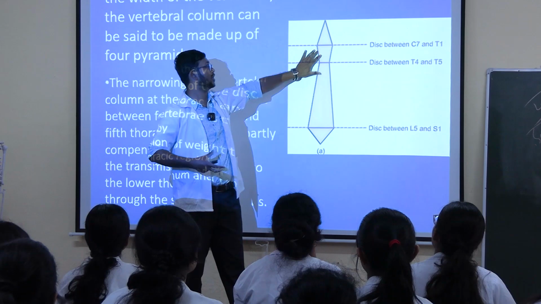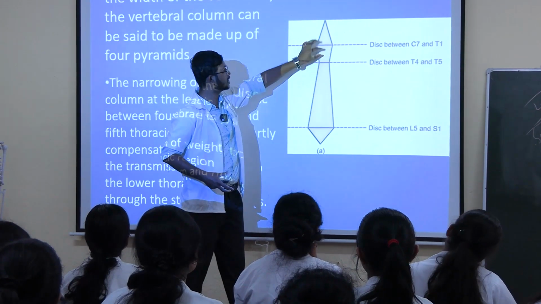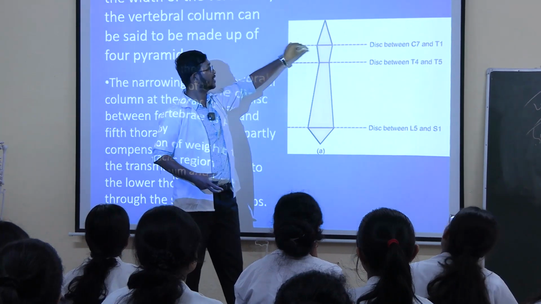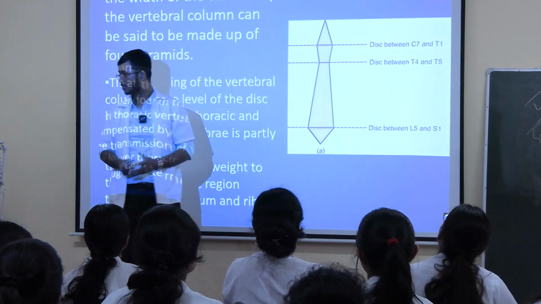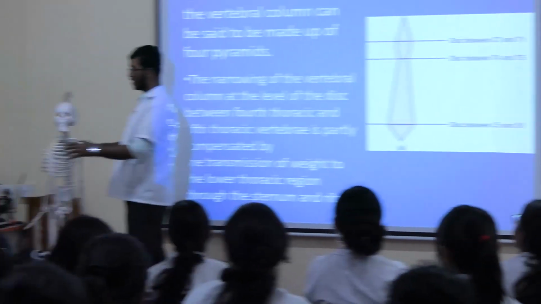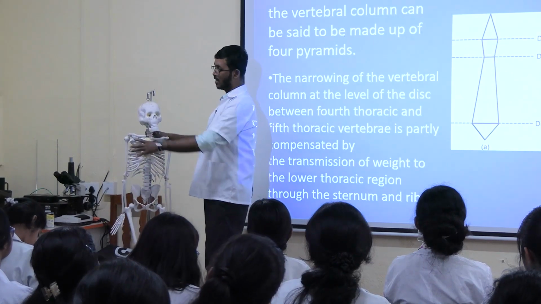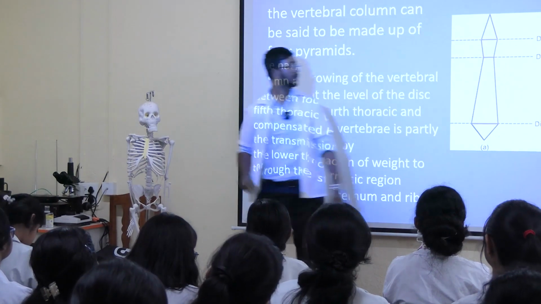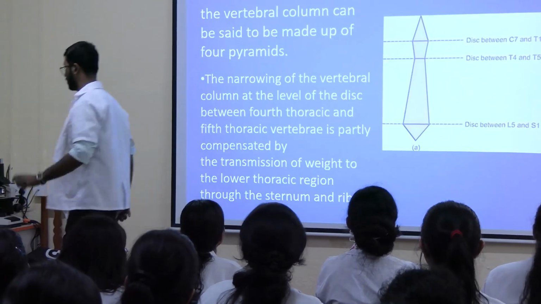So how is it supported, how is the weight transferred to our lower limbs? Because this is a narrow part, the ribs come through this region, and we have the sternum also. This sternum as well as the ribs are present here. So this narrow part is compensated by the weight of the sternum as well as the ribs. This is how the narrow part of the vertebral column is compensated.